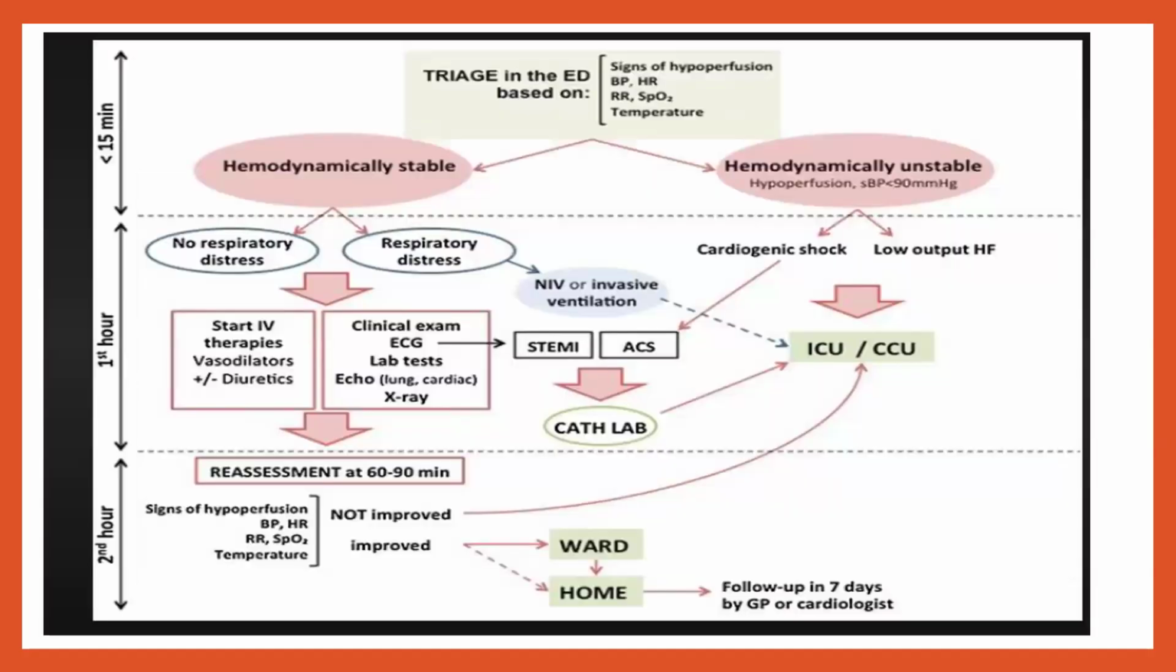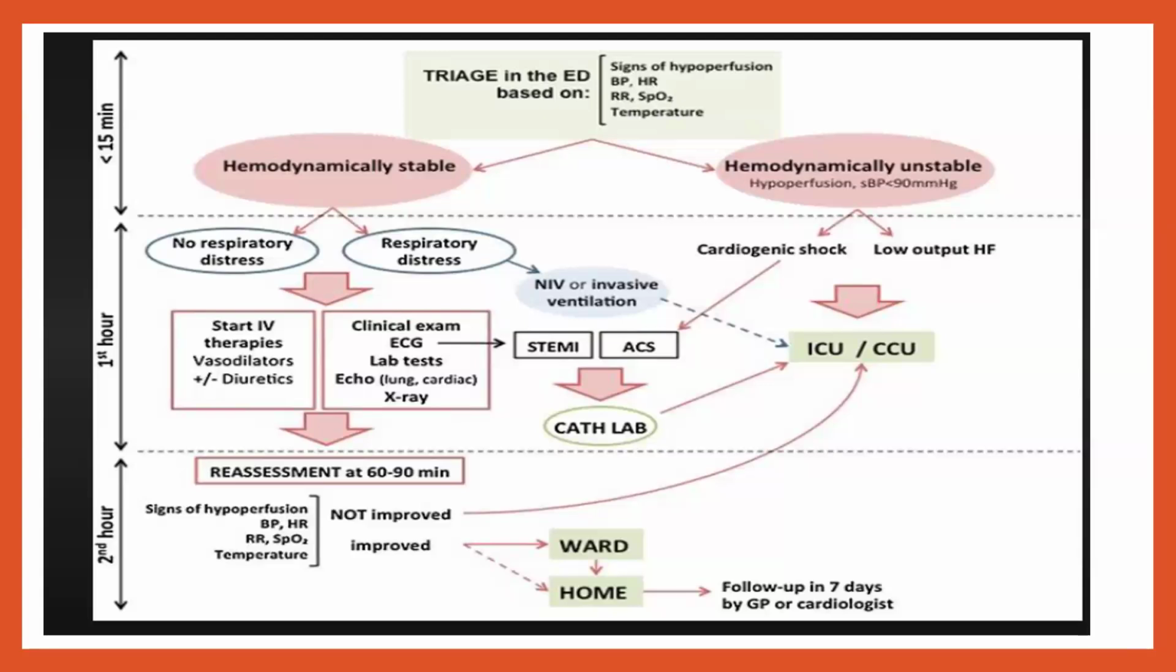So this is the schematic representation of the management of cardiogenic shock. Whenever the patient presents in the emergency department with cardiogenic shock, we need to triage the patient based on the signs of hypoperfusion, and we need to divide the patients into two categories, that is hemodynamically stable and hemodynamically unstable patients. If the patient is hemodynamically unstable, then we need to see whether the patient is in cardiogenic shock or low output heart failure.